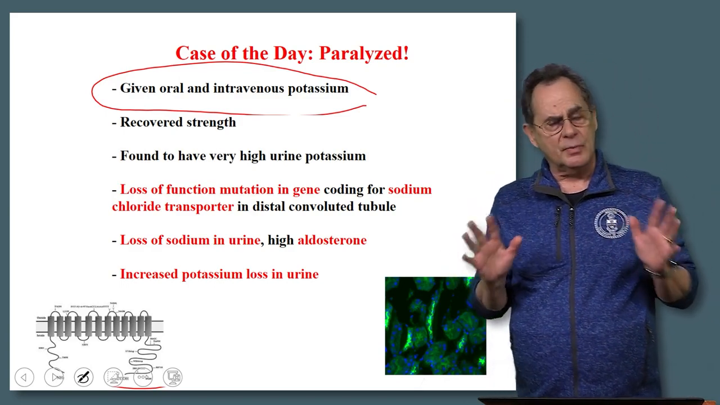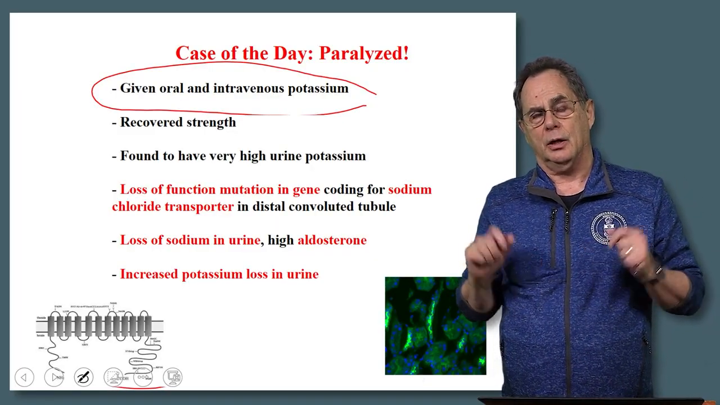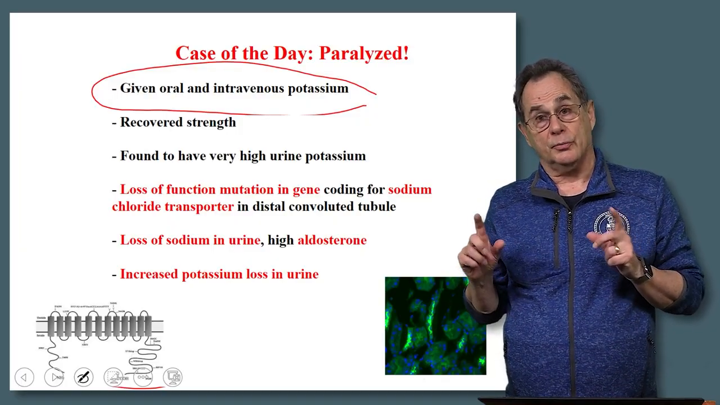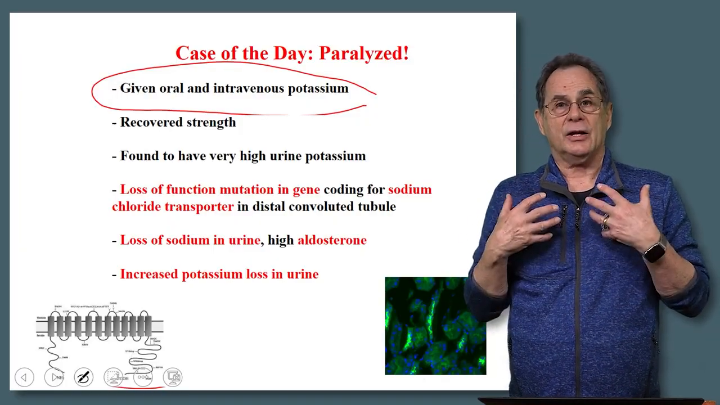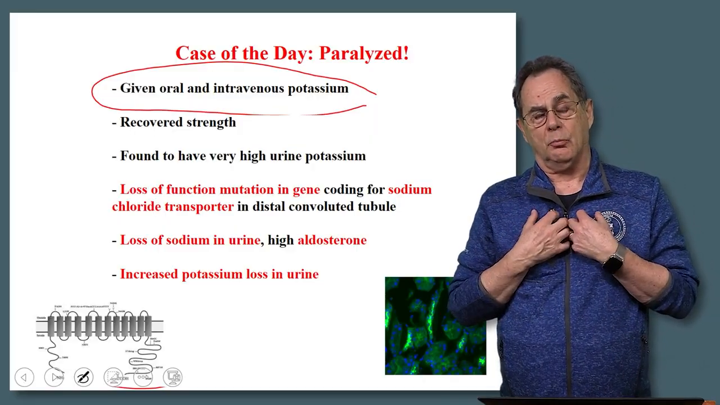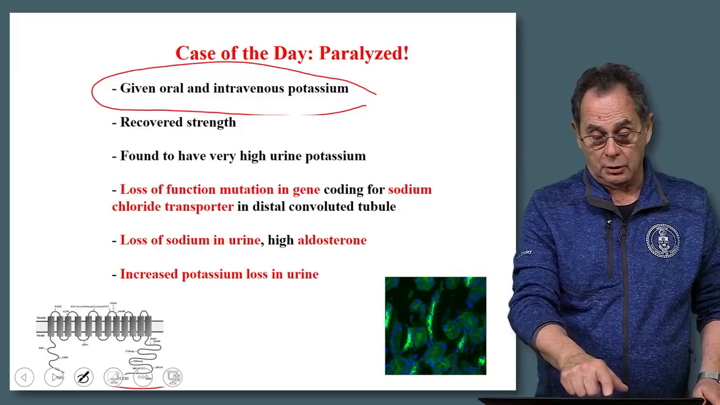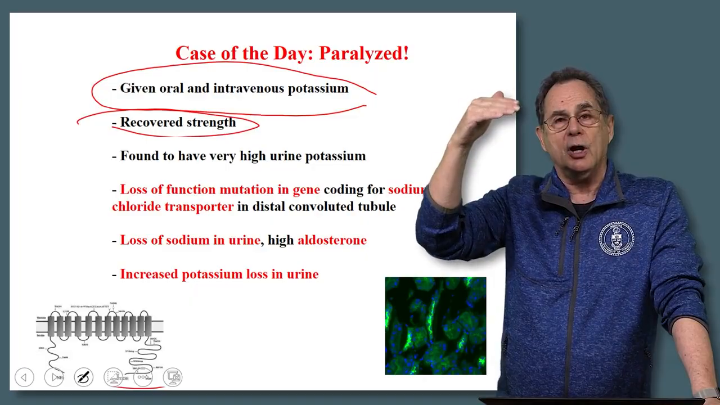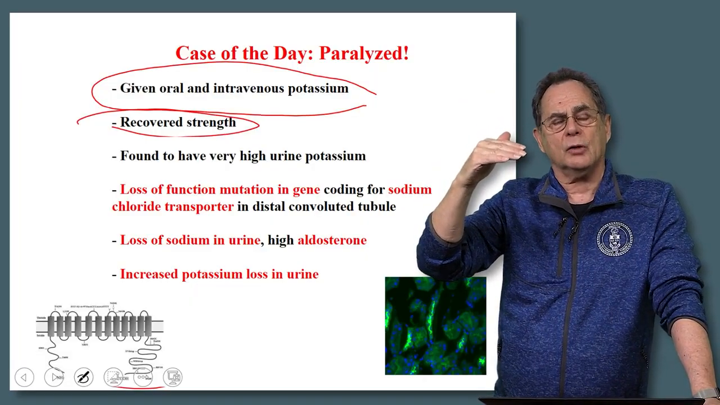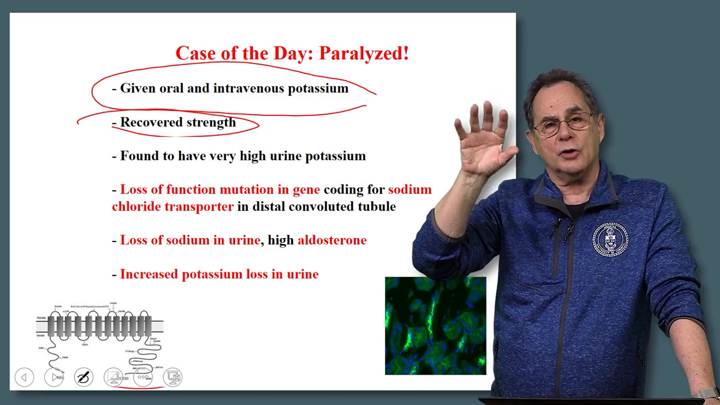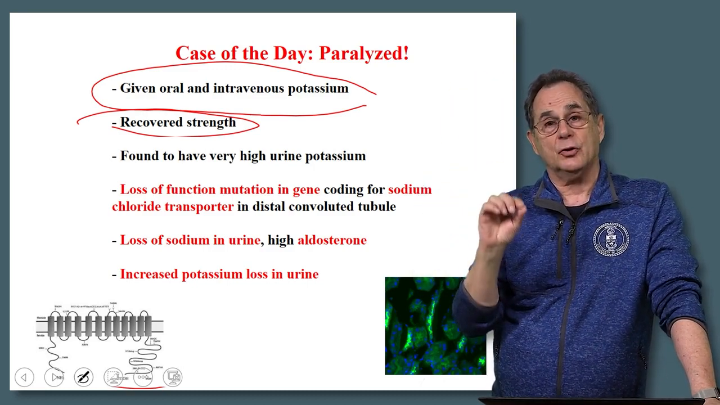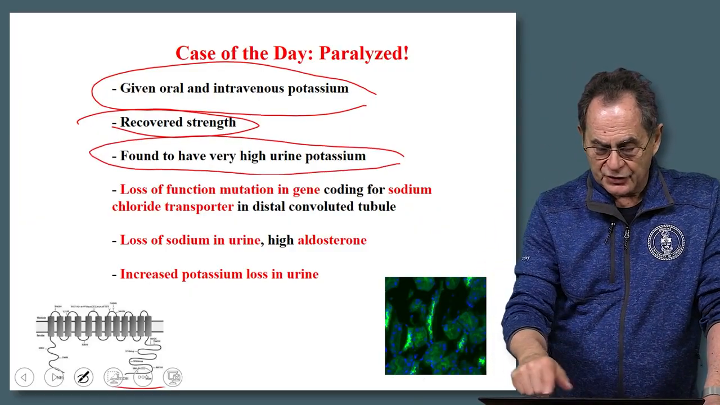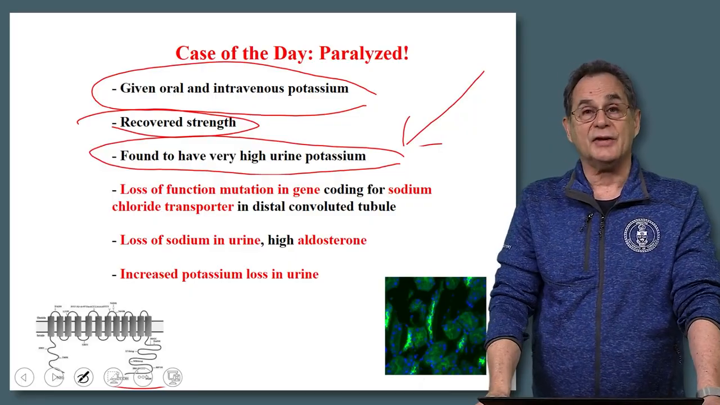If you become somehow profoundly hypokalemic, that'll influence the charge or the potential gradient across cell membranes, and in contractile tissue like skeletal muscle and heart, that'll influence its function. He recovered strength when his potassium balance was restored because the transmembrane potential gradient was restored when his potassium concentrations in the extracellular space were normalized relative to the intracellular. It's interesting because this individual was found to have a high urine potassium level.